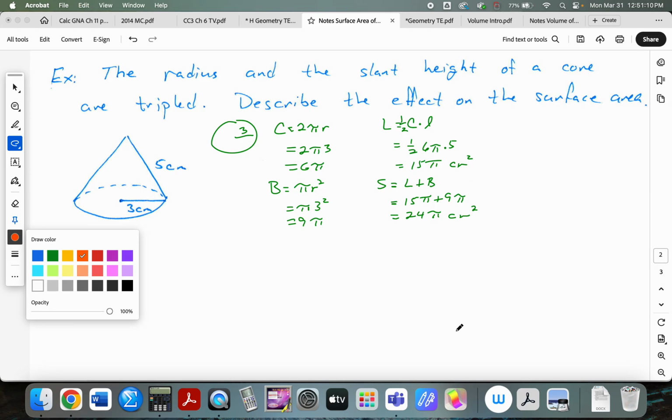Now, since we're going to triple everything, you might think that the surface area is going to be tripled also. In fact, it is not. So let's draw this tripled.